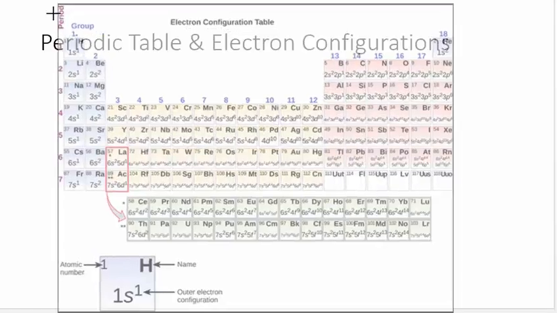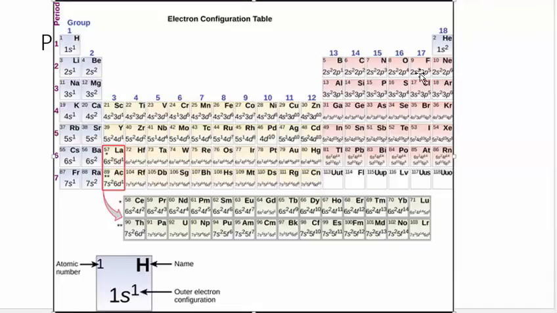So for example, hydrogen has one electron. Its electron configuration is 1s1. Helium 1s2. And then lithium has 1s2, 2s1, beryllium 1s2, 2s2. So there are a few things I want to point out on this periodic table.